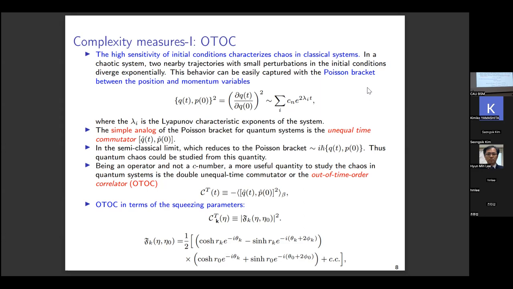Okay, so this is one quantity. We know all the things: R_k, theta, and phi. We can solve them for our perturbations and we can define the OTOC. Next is the quantum discord.